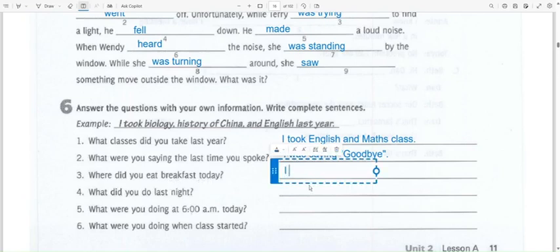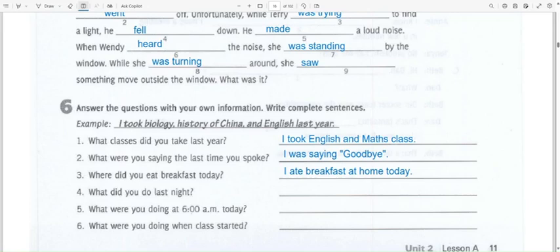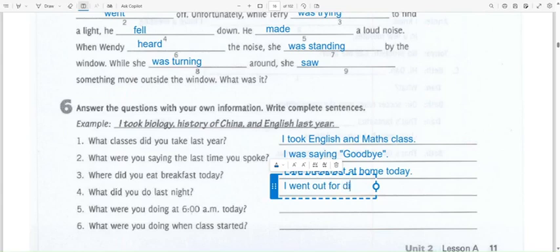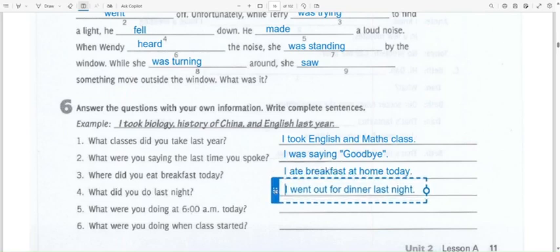I ate breakfast at home today. What did you do last night? I went out for dinner last night. When somebody asks you, what did you do, the question is in the simple past tense. So if the question is in the simple past tense, then the answer should also be in the simple past tense.